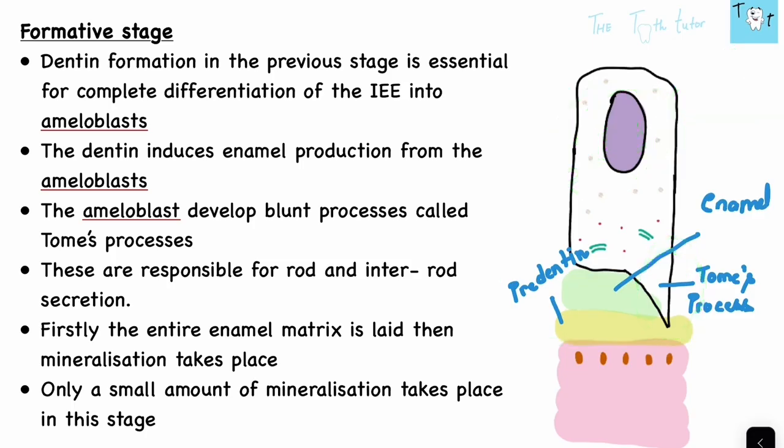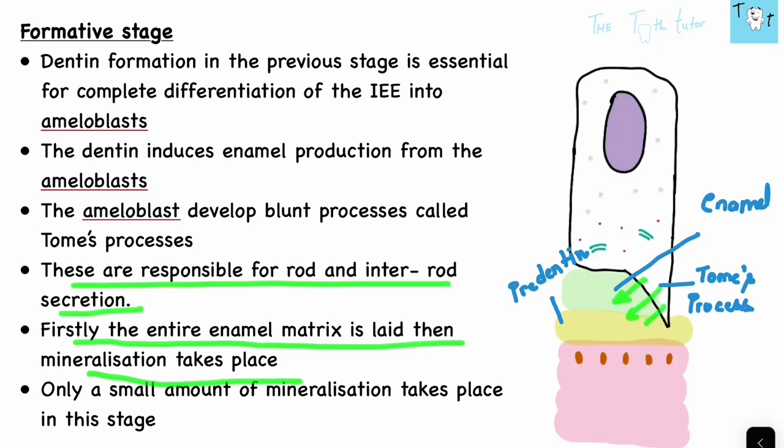Okay, in order to form enamel, this ameloblast or inner enamel epithelium needs to have this Tomes process. So what will happen? Ameloblasts develop blunt processes called Tomes process. Okay, these are responsible for rod and interrod secretion, so they will produce the enamel from this side. Firstly, the entire enamel matrix is laid and then mineralization takes place.